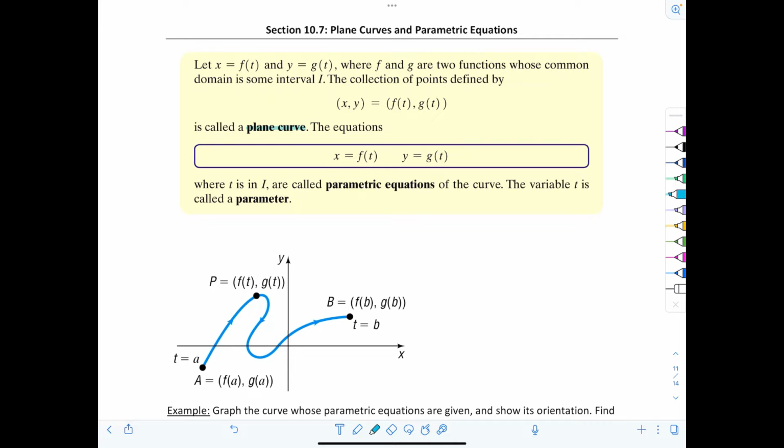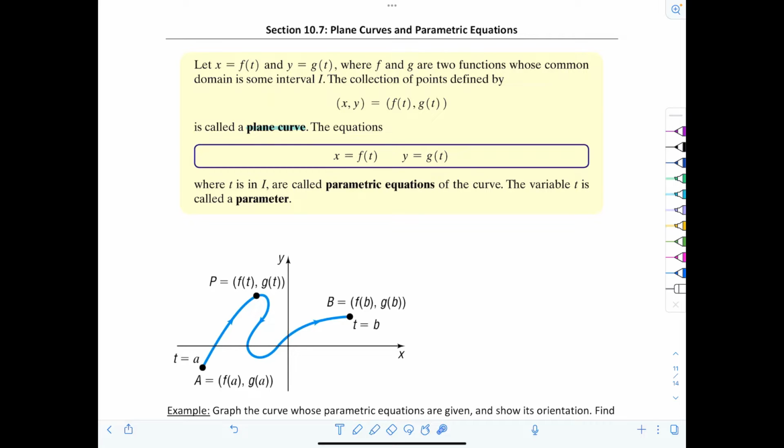Even though there's three variables going on, t, x, and y, we're still only graphing in a two-dimensional coordinate system. So you do not plot t. T, the parameter, varies. It's always increasing. And then you trace out the plane curve defined by the parametric equations, which give you the points x and y as t changes. So here's an example.